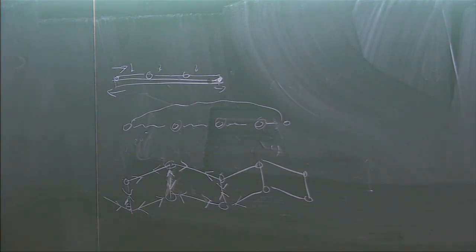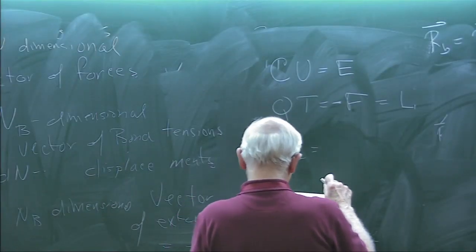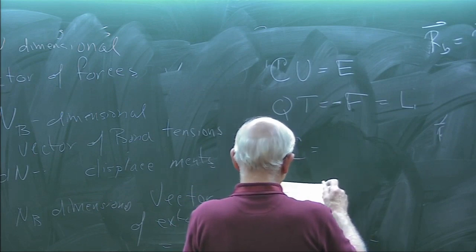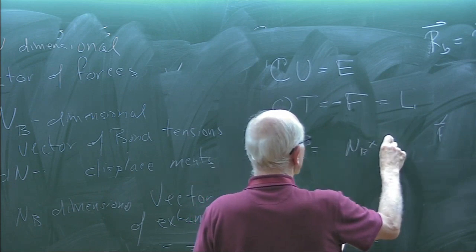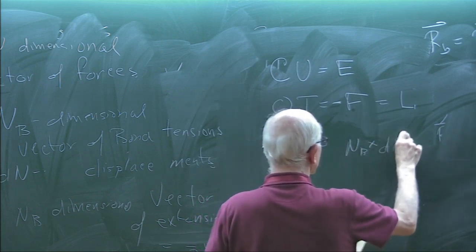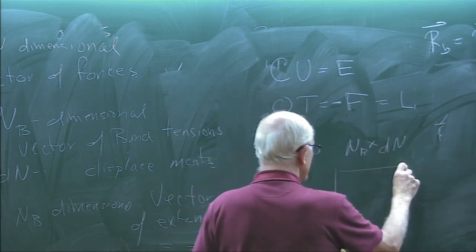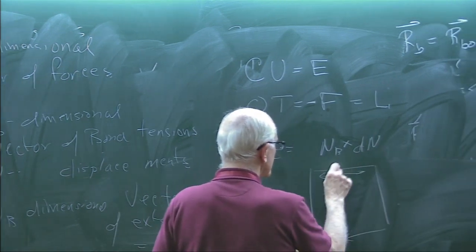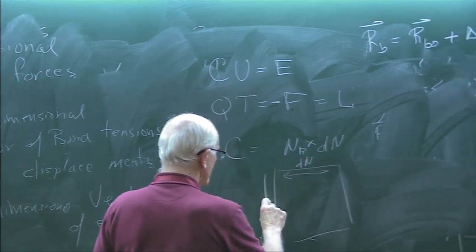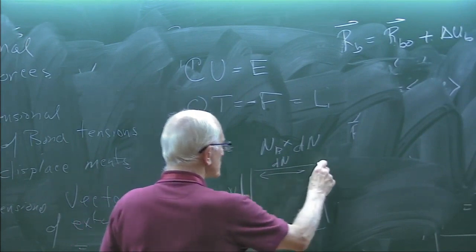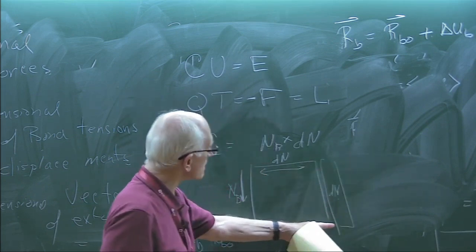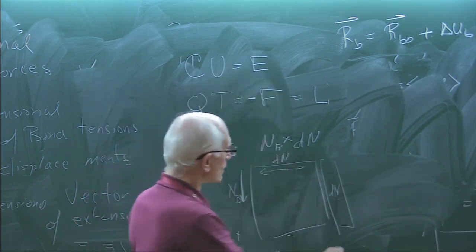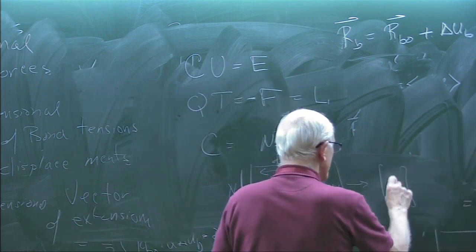One observation. C is an NB times DN dimensional matrix. So if I draw the matrix, it has DN components this way and NB components this way. So that means that I multiply times a DN dimensional vector here, which is what U is, and what comes out over here is an NB dimensional vector.